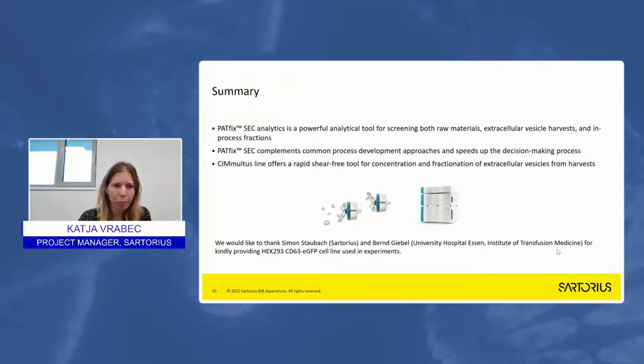To sum up, PATfix size exclusion analytics is a powerful analytical tool for screening both raw materials, so upstream samples, extracellular vesicle harvests, as well as downstream samples and in-process fractions. PATfix SEC complements common process development approaches and speeds up the decision-making process. The CIMmultus line, which was used for preparative isolation of exosomes, offers a rapid and shear-free tool for concentration and fractionation of extracellular vesicles from harvests.